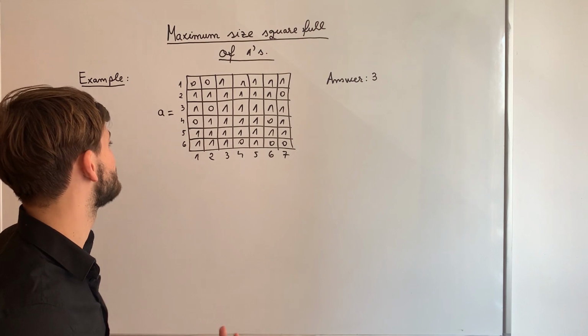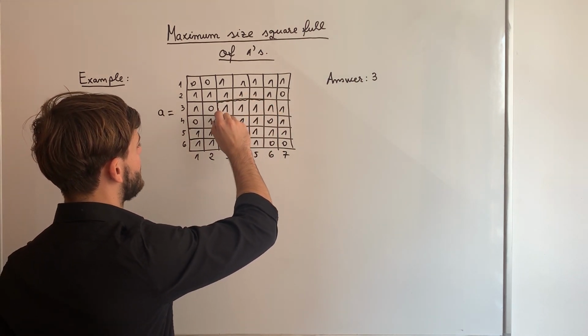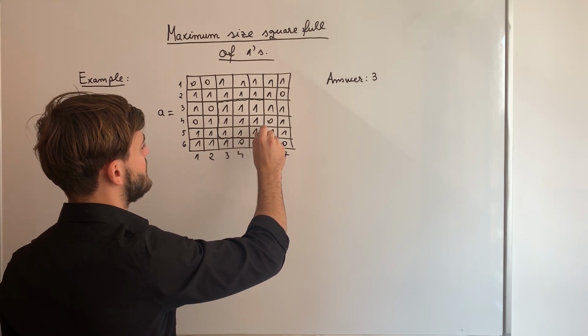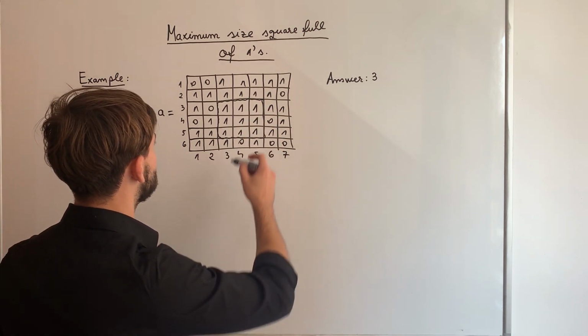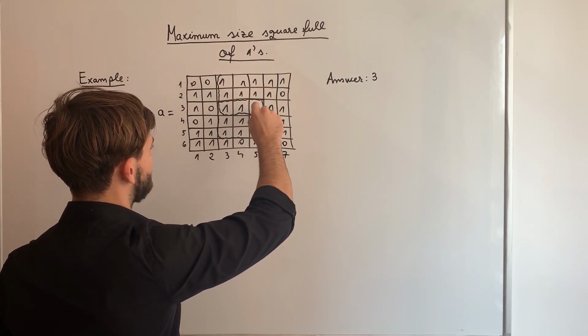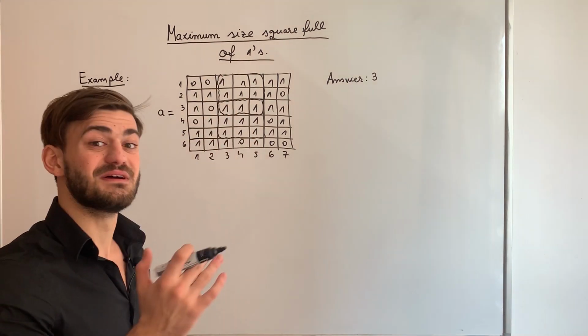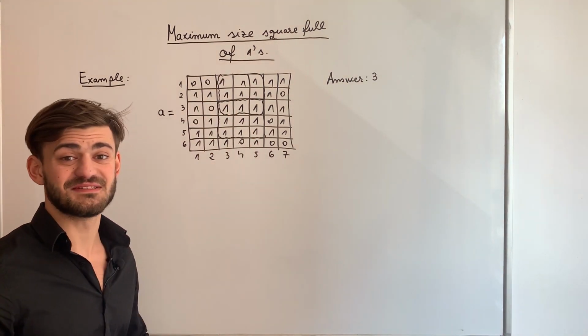We have multiple squares with size 3. This can be an example. Right here, this can be another example. We can say here, yeah, this one too, and so on. But if we try to look for a square with size 4, we won't find it. So the statement is pretty straightforward.